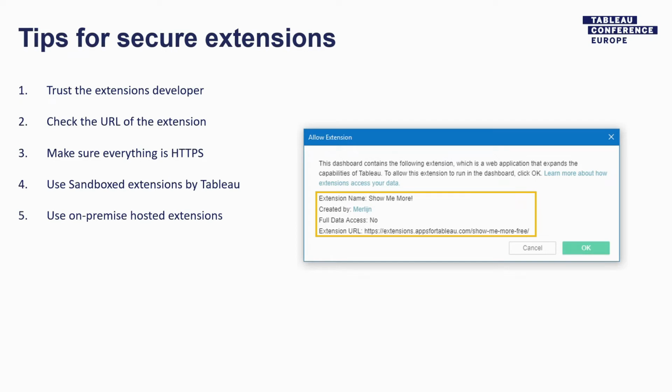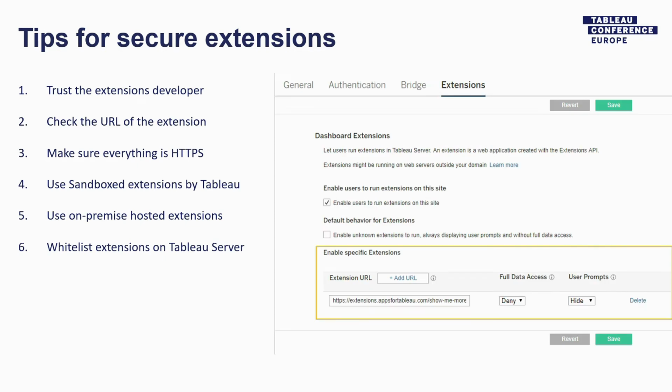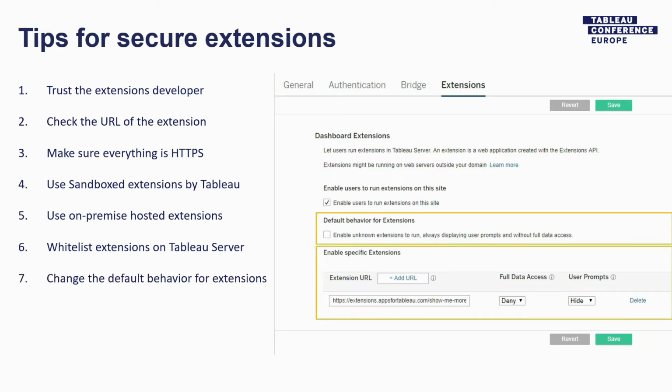Of course, use on-premise hosted extensions behind the firewall. And one important part on Tableau Server is two options. The first one is to whitelist extensions you trust. So if you have extensions which you think, okay, I can trust these guys, I will add it to the whitelist, put it right here, and also make sure to uncheck the little checkbox above. That checkbox is saying, enable unknown extensions to run, always displaying user prompts without full data access.